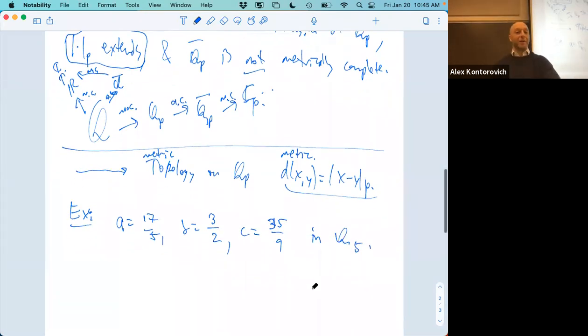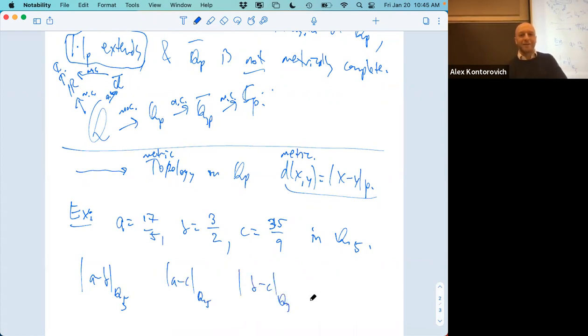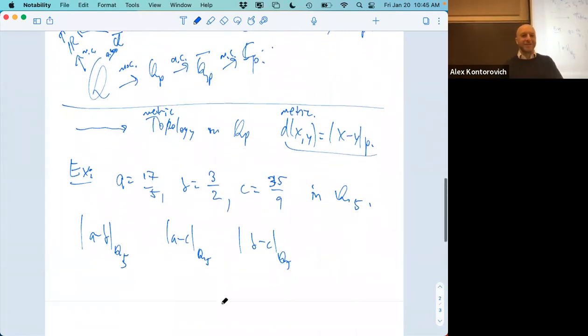So here's a triangle. Here are three points. What are the distances? I want to know A minus B in Q_5, A minus C in Q_5, and B minus C in Q_5. Okay, take one minute and work this out.